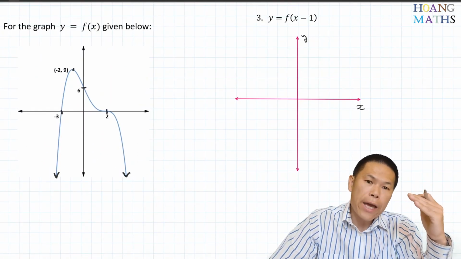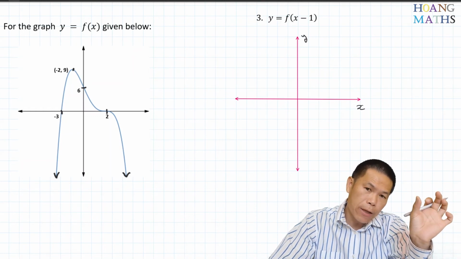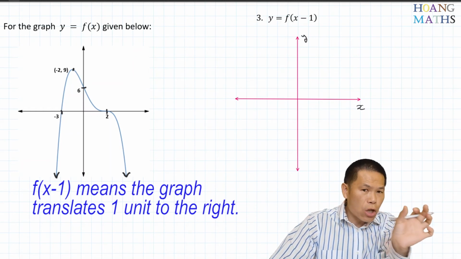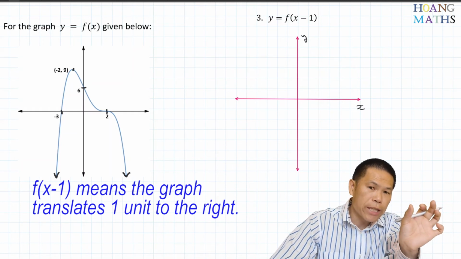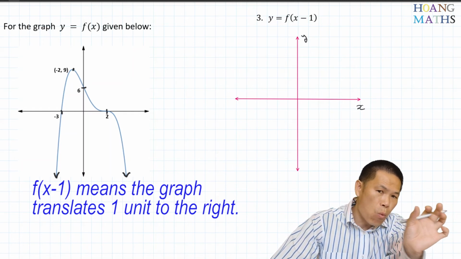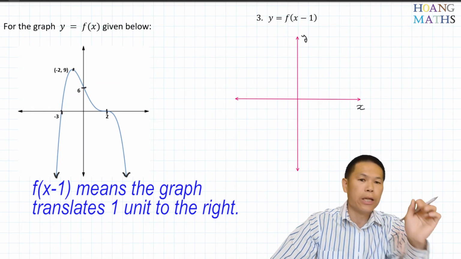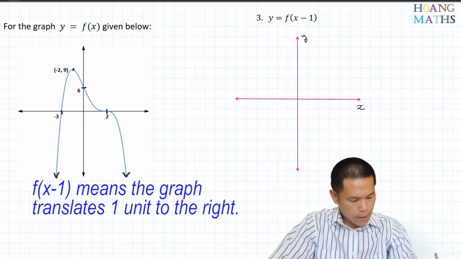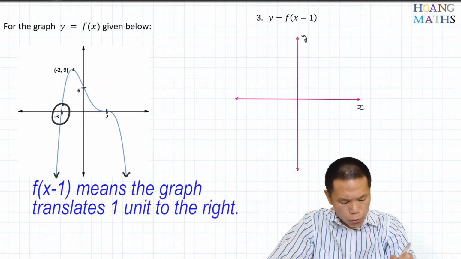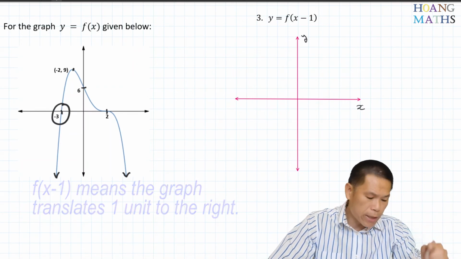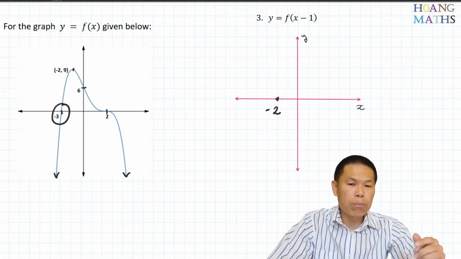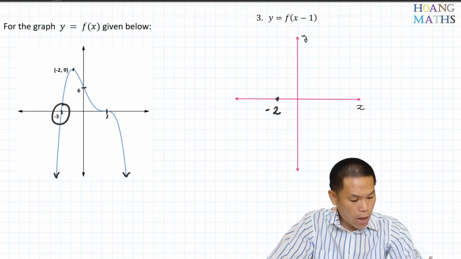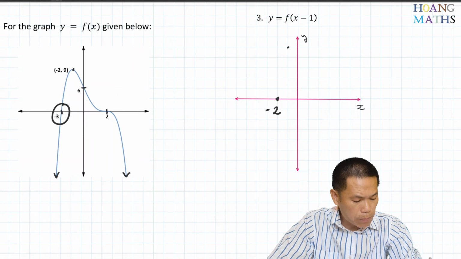So f of x minus 1. Inside the bracket, therefore it's a horizontal shift, okay? It moves 1 to the right because x minus 1. So we shift 1 to the right horizontally. So to get this, we just go negative 3, move 1 to the right, so it becomes negative 2, 0. And the turning point moved 1 to the right as well. So this gives me negative 1, 9.